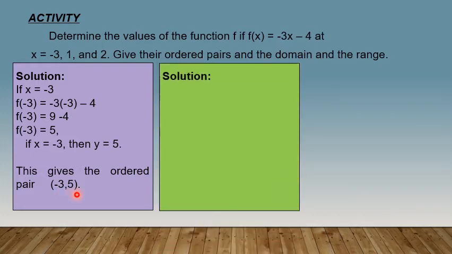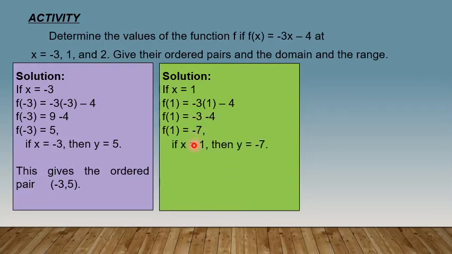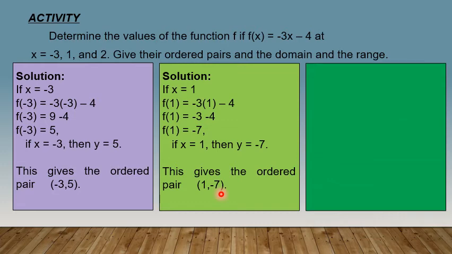And then another one, if x equals 1, and then we have -3 times 1, and then we have -3 and -4, which gives -7. So why is it -7? -3 and -4 are both negative, so we have to add and copy the sign. And then this is the pairing, (1, -7).